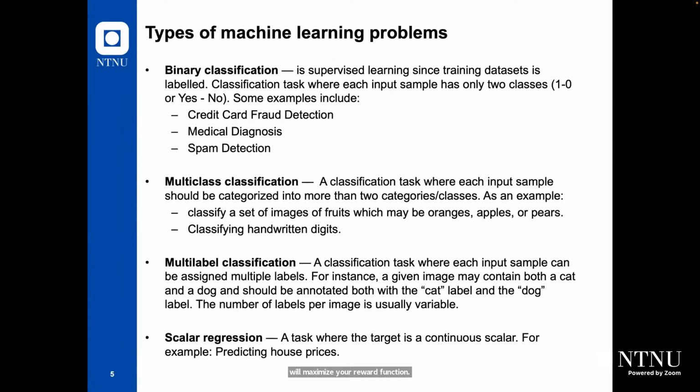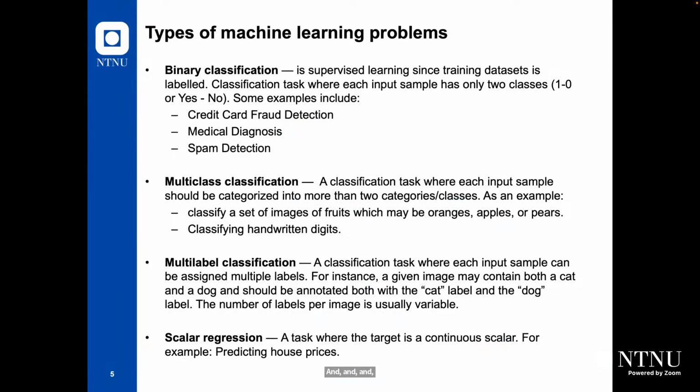Yes. So now we talked about types of machine learning. Now we need to talk about machine learning problems, right? So we know that there is supervised learning, unsupervised learning, maybe self-supervised learning, and reinforcement learning. But what about the problem itself?